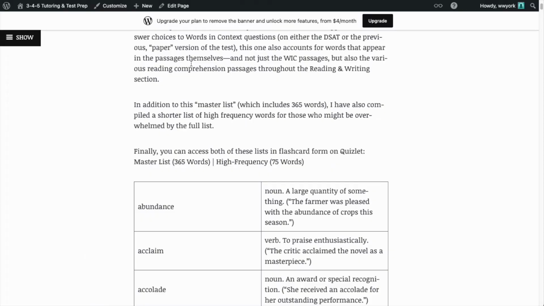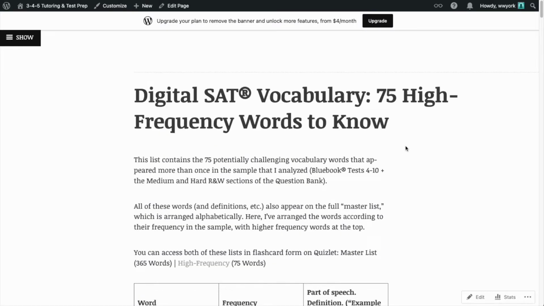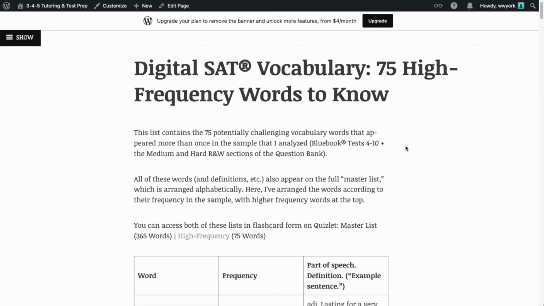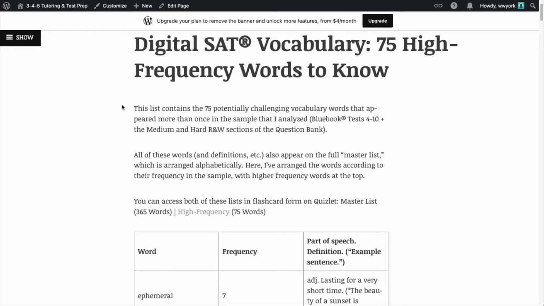So I have that, but then I also put together this list of high frequency words. So especially for those of you who are under some sort of time crunch, maybe you're taking the test next week or 2 weeks from now, you don't have time to try to cram 365 words into your brain. And so this could give you something a little more focused to look at.